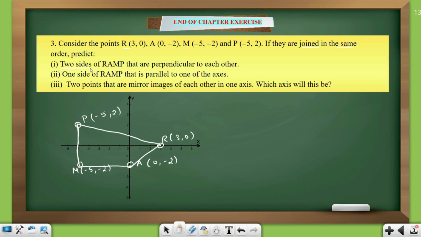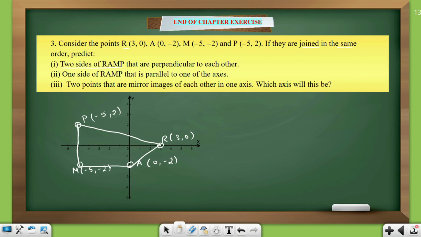The first question is to find the two sides of the ramp that are perpendicular to each other. This ramp is actually a quadrilateral, since it has four sides. In this quadrilateral, we have RA as the first side, AM as the second side, MP as the third side, and PR as the fourth side. Out of these four sides, we can identify that the line MP is perpendicular to the line AM.